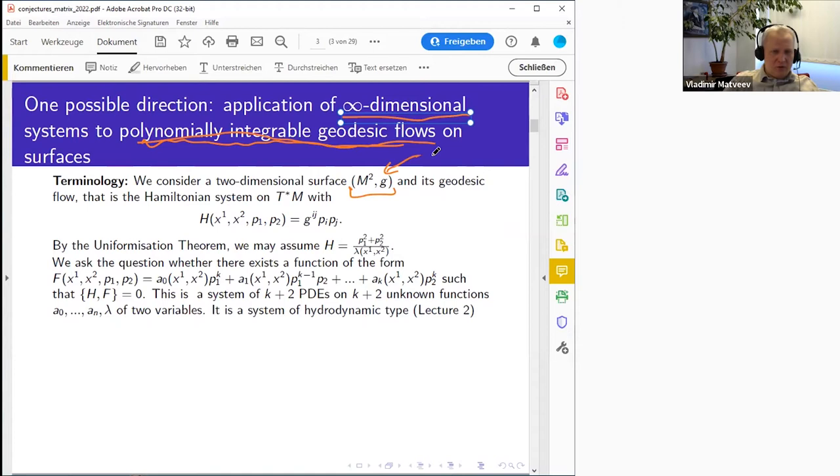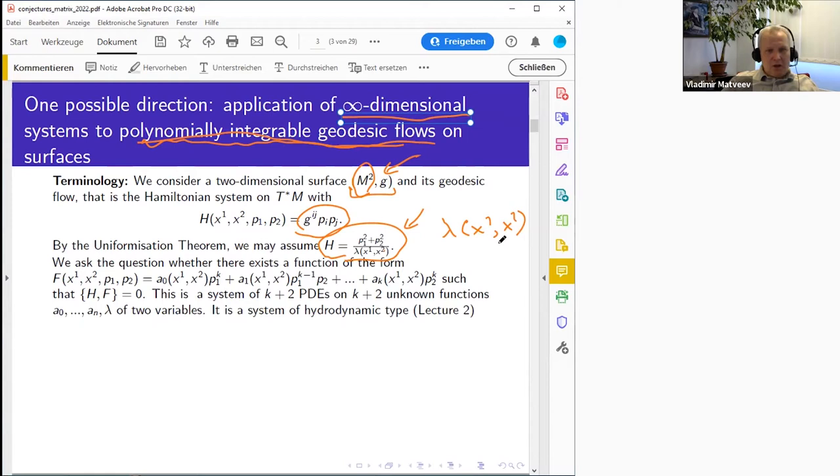Therefore one can write the Hamiltonian of the geodesic flow, the kinetic energy corresponding to the system, in this form. Here p are the momenta, the coordinates on the cotangent space at every point, and x1, x2 is a local coordinate system on the manifold. It is the same form, but by Riemann's observation locally, or by the uniformization theorem globally, we can make this assumption. So the information about the metric is hidden in this coefficient, nothing else.